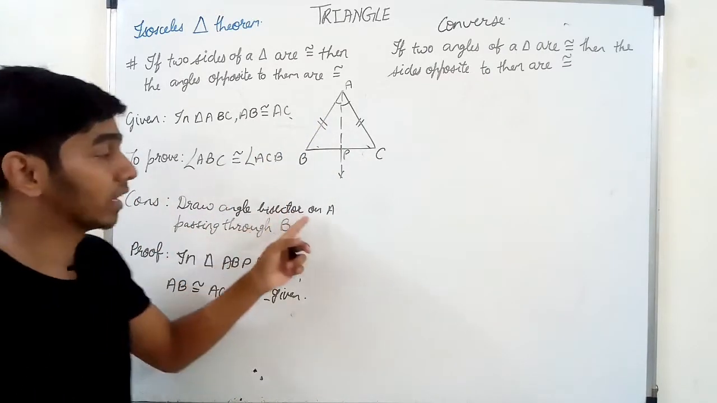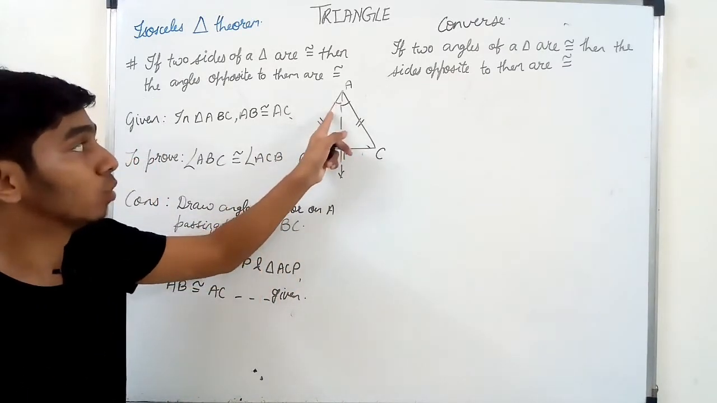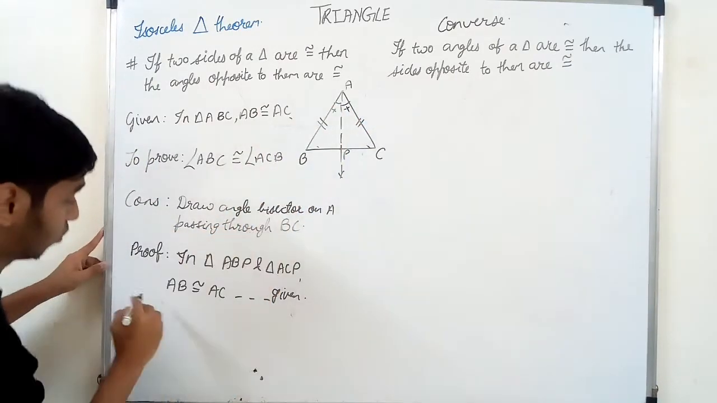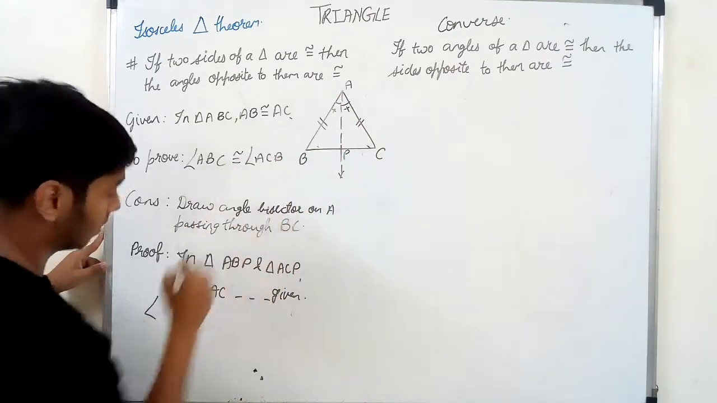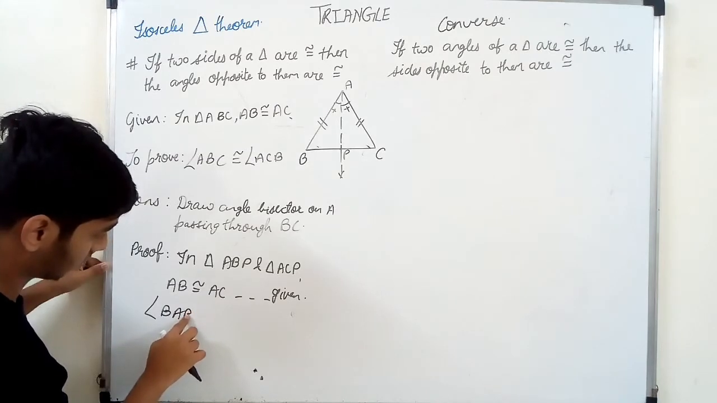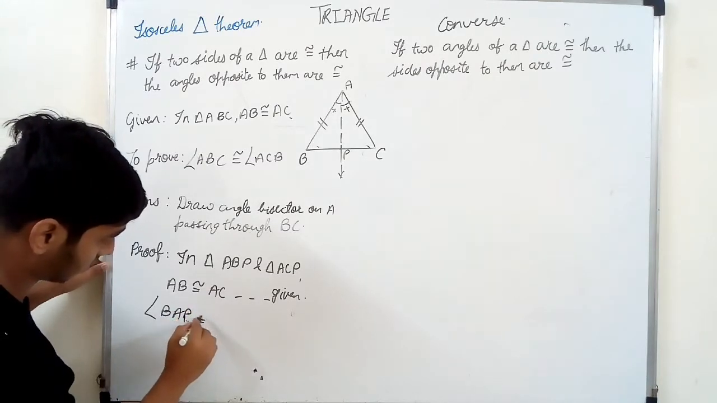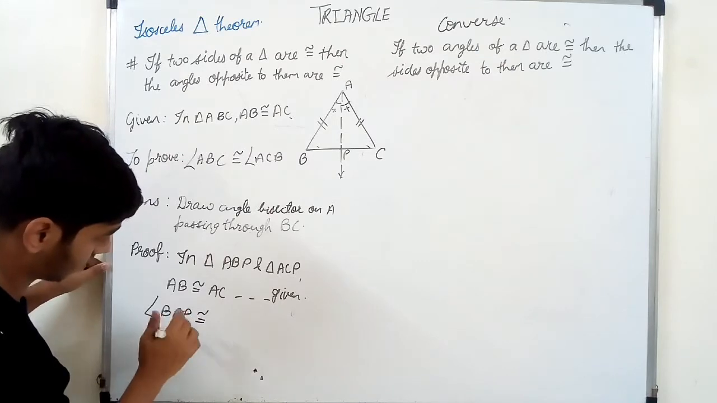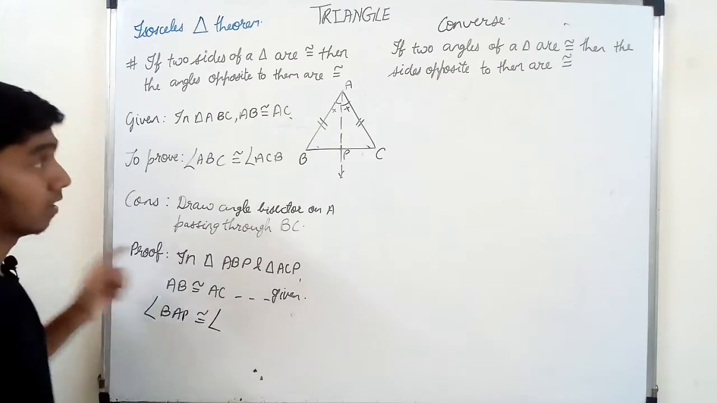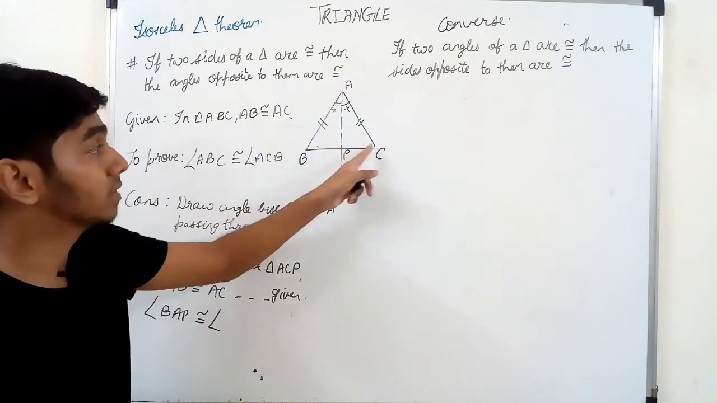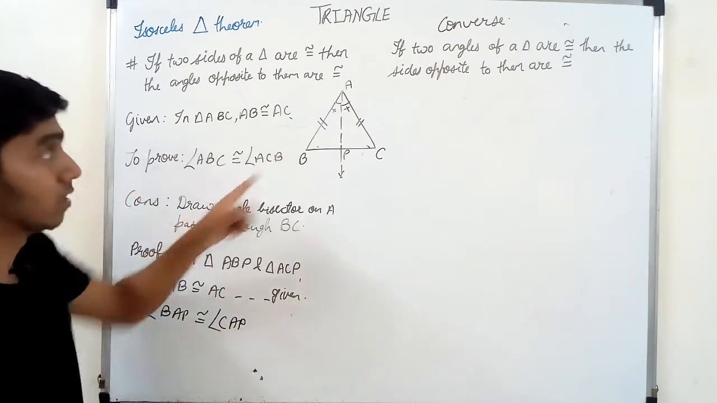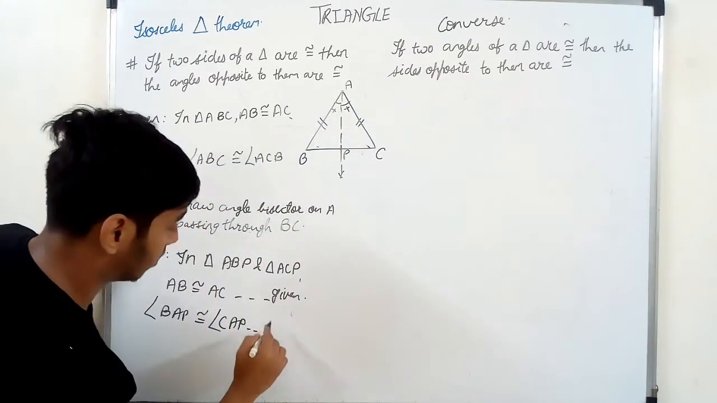If we are drawing an angle bisector, that means these two angles are congruent, this and this. Therefore we'll say angle BAP and angle CAP. Correct? So these two angles are congruent. Why? Construction.